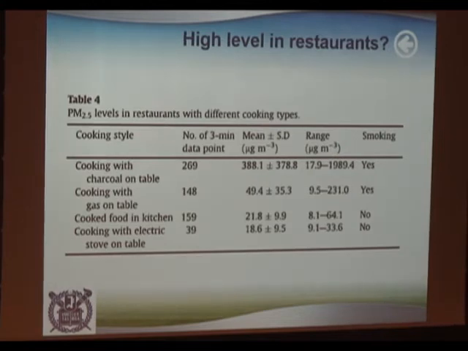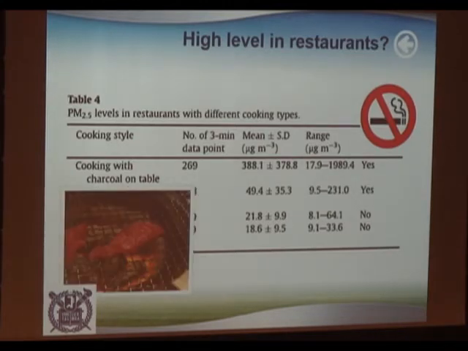So from this simulated monitoring, we identified the microenvironments which are significant to personal population exposure, and also we identified the source where this PM 2.5 is coming from. So once we know the source, then we can actually control it by applying a smoking ban, and also changing cooking behavior.